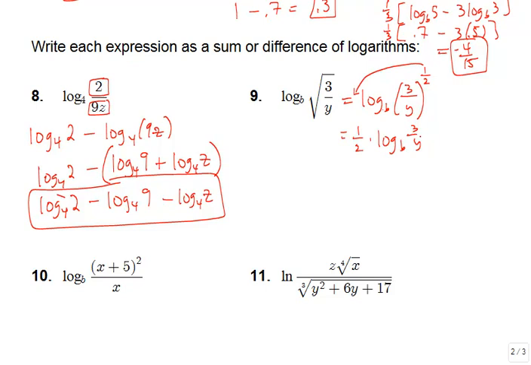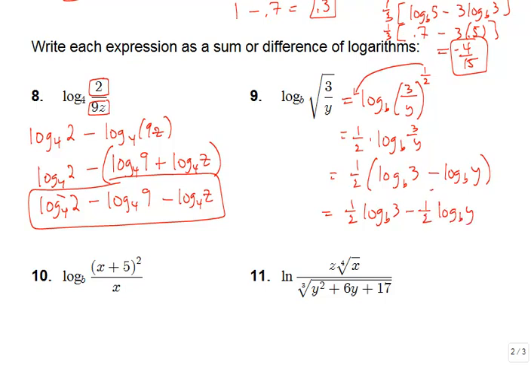Then we can break up that quotient into a difference of two logs. So log base b of the top 3 minus log base b of the bottom y, and it's 1/2 times both of those. So you can either leave your answer like this, or you could distribute that 1/2 across. That's up to you. And the 1/2 would then become coefficients in front of both of those logs.